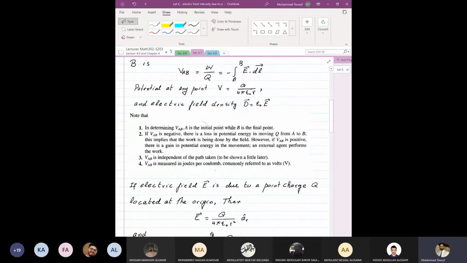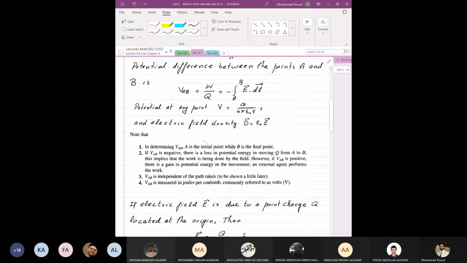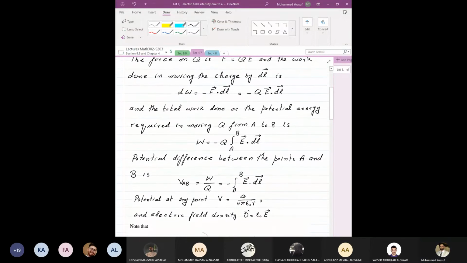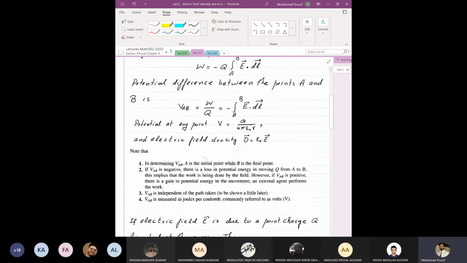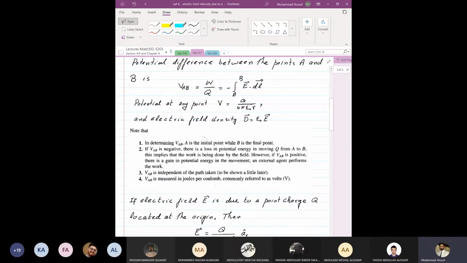In determining the potential difference between points A and B, A is the initial point, B is the final point. V_AB is the potential difference between A and B. Q multiplied by V_AB will be the total work or potential energy. So W over Q is the potential difference.